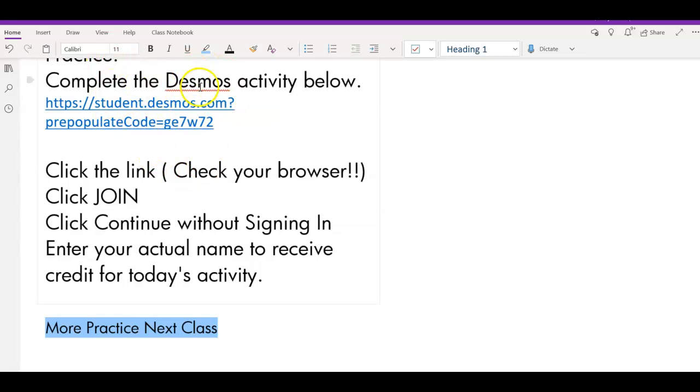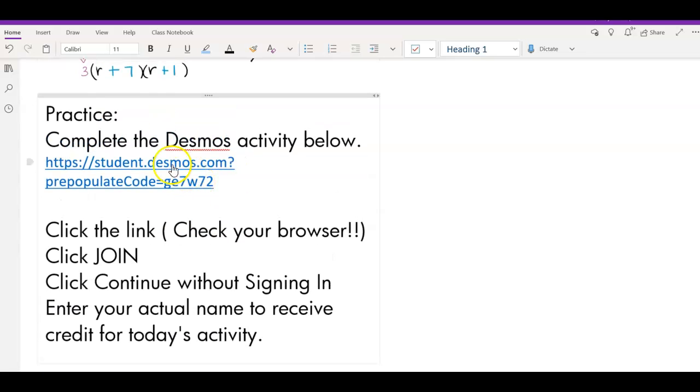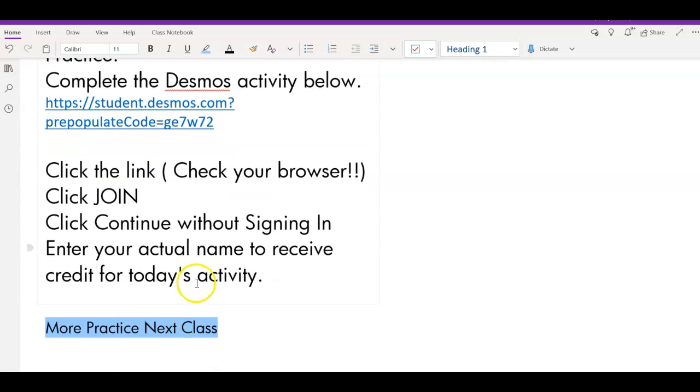So go ahead and complete this Desmos activity for your points today. Though you'll see an assignment on PowerSchool, all you need to do is do the activity on Desmos, and I will put your grades on PowerSchool. So don't worry about the activity that's on PowerSchool. Just do this Desmos activity, and I will put it there. Make sure you use your actual name so you get credit for today's activity. As always, if you have any questions, make sure you contact me during office hours, 10 to 12 every day. We're going to do more practice on this next class.